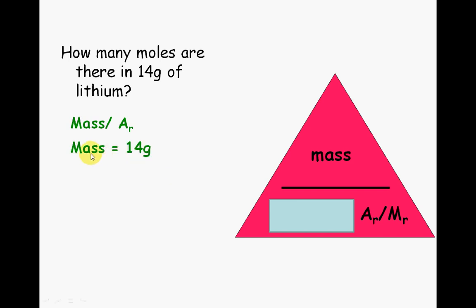Now you know what the mass is. We get it from the question. We've got 14 grams. The Ar you get from your periodic table, which is 7. And you just put that into your equation up here. So it'll be 14 divided by 7, and the answer is 2 moles.